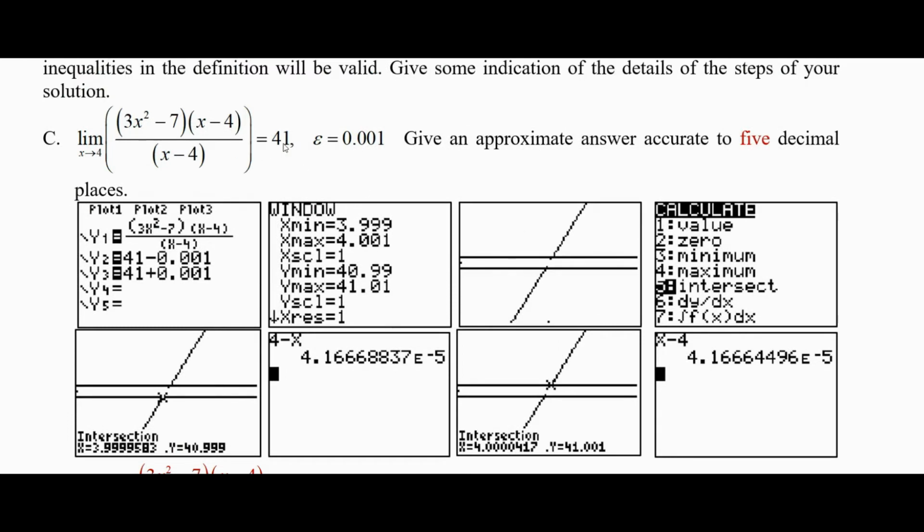So here we know what the limit of this function is. We know what we're trying to approach: c is 4, and L is 41. Here's our f of x. We're given an epsilon. What is an appropriate delta to go with that?